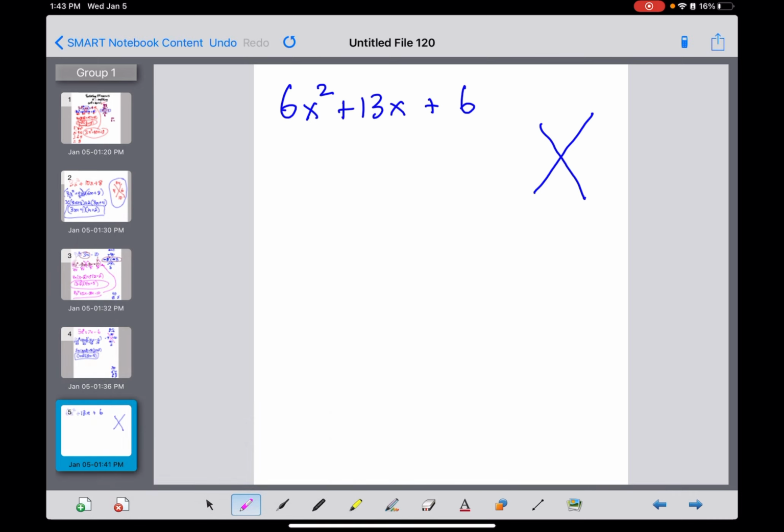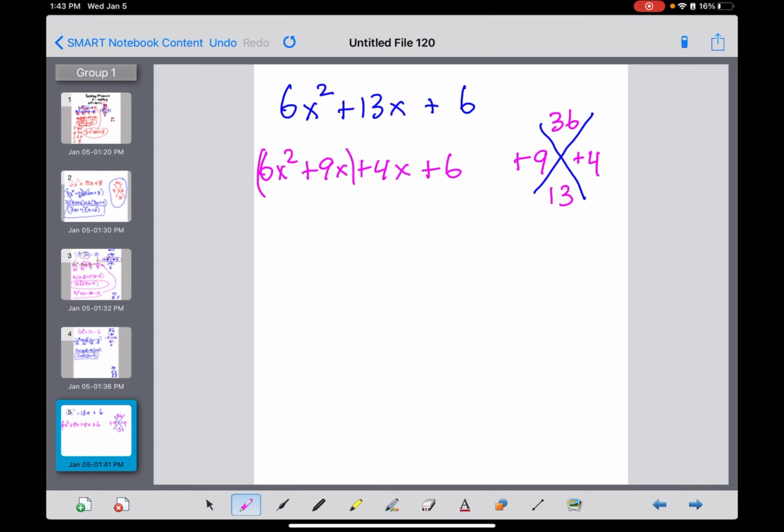What number goes on the top? 36. What number goes on the bottom? 13. It's plus and plus, right? So 9 and 4. So 6x squared plus 9x plus 4x plus 6.